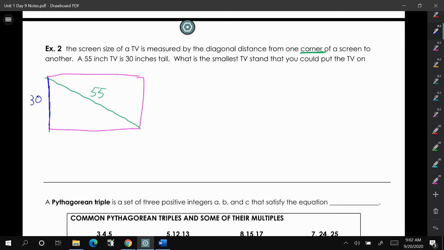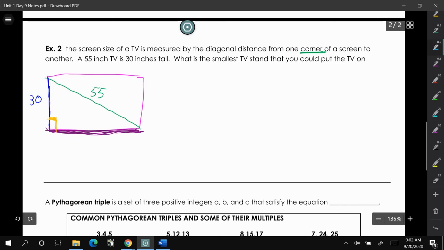And we want to know what's the smallest TV stand that you could put the TV on. So we're trying to figure out this distance here so that we know what size TV stand we have to buy. Well, I don't know about your TV, but my TVs always are perfect rectangles. So this is a right angle down here. So now we have this triangle right here, a right triangle.